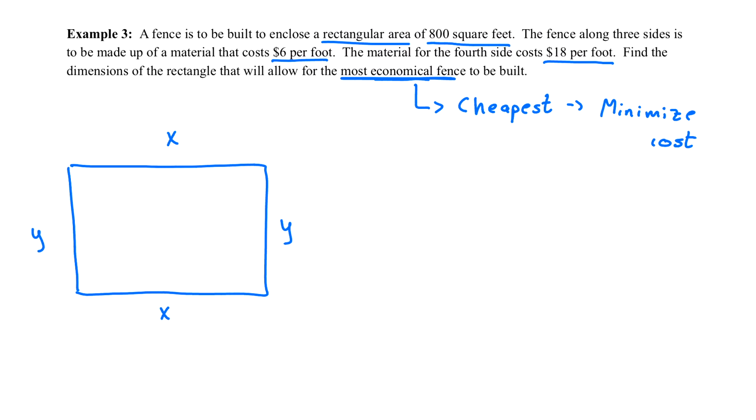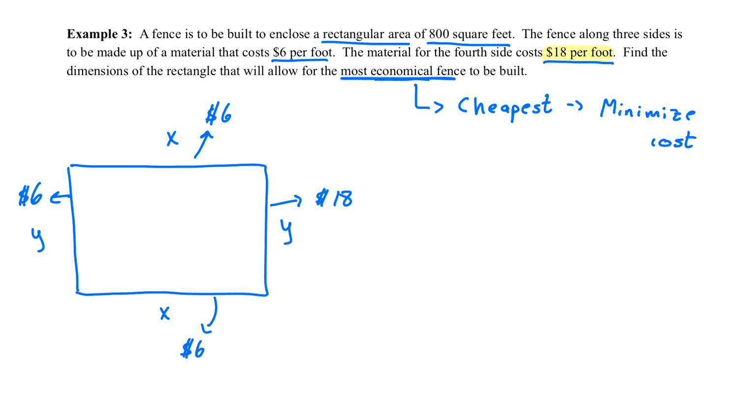Now it tells me that we know the fencing along three sides costs $6 per foot. It doesn't matter which three sides we pick. So I'm going to pick the top part costs $6 per foot, the left-hand side costs $6 per foot, and then the bottom also costs $6 per foot. But then the fourth side costs a little bit more. It costs $18 per foot. So I'm going to say this right-hand side costs me $18 per foot.